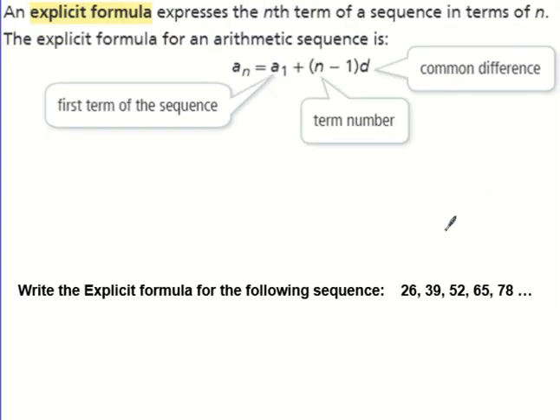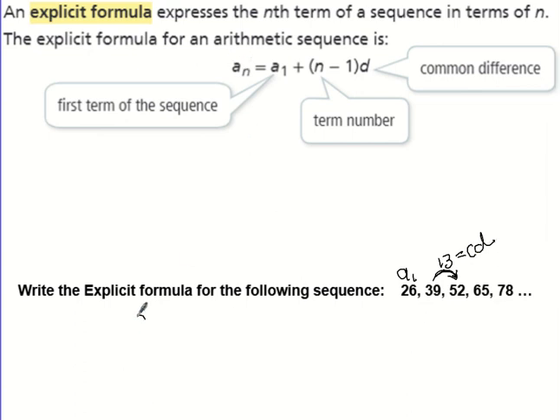Now, an explicit formula is a little different. It expresses the nth term of a sequence in terms of n, where the explicit formula is then this sequence. So a sub n is, I actually fill in my first term, and then we go, what term I'm looking for, minus 1, times the common difference. So it's a little different, okay? We still need our first term, and we still need our common difference. So here's our first term, this is my a sub 1. Our common difference was still 13. This is the same sequence that we've been using. There's my common difference.